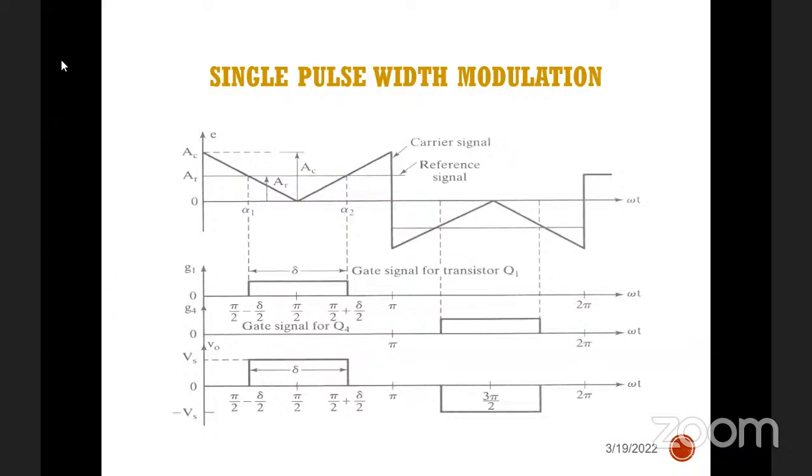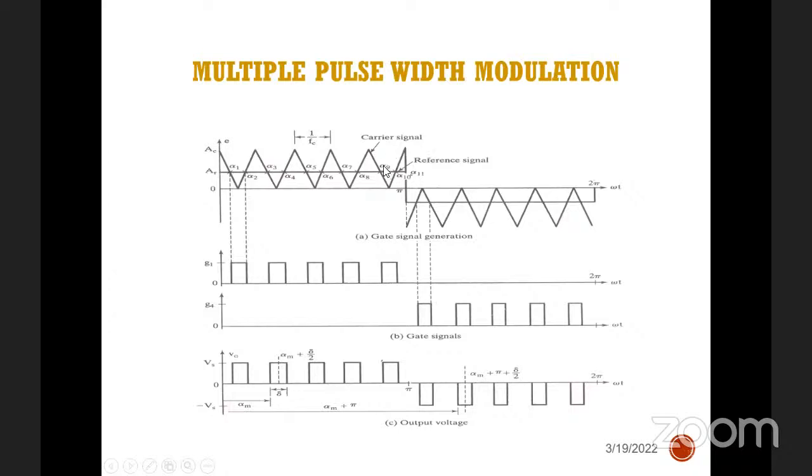If we find out the total harmonic distortion of this one, again, it is also very high. So for that, we go for the next procedure. What is the next procedure? The next method is nothing but multiple pulse width modulation. What is meant by multiple pulse width modulation? So this is multiple pulse width modulation.